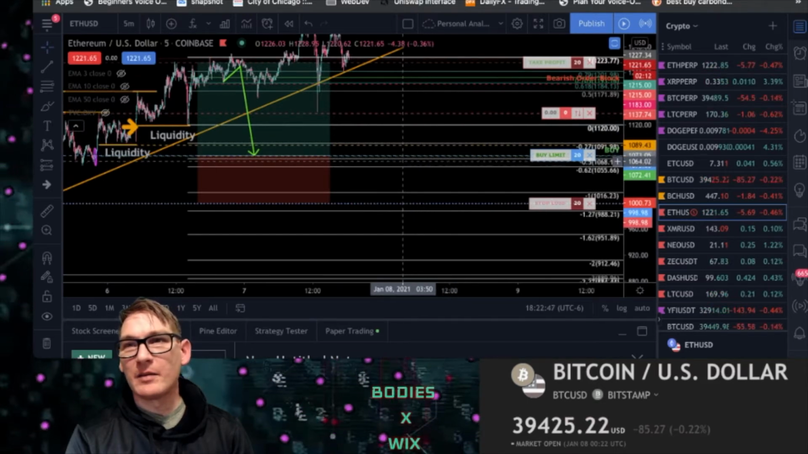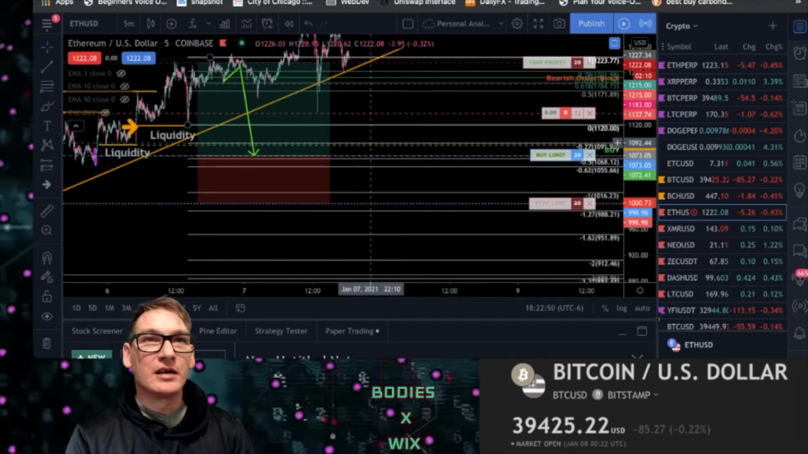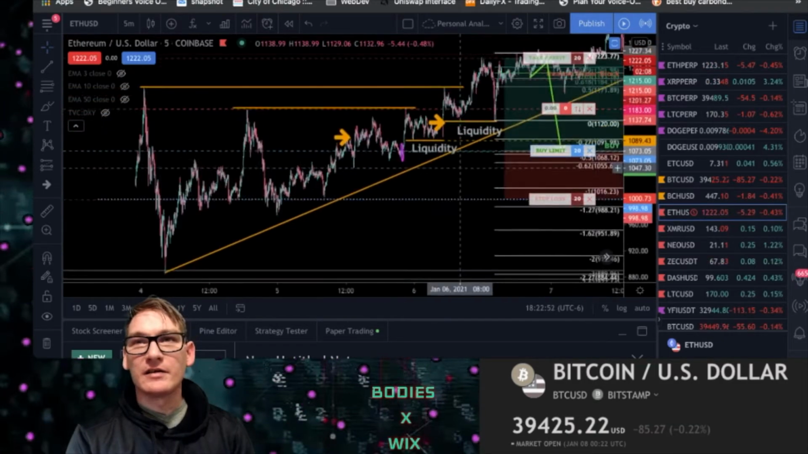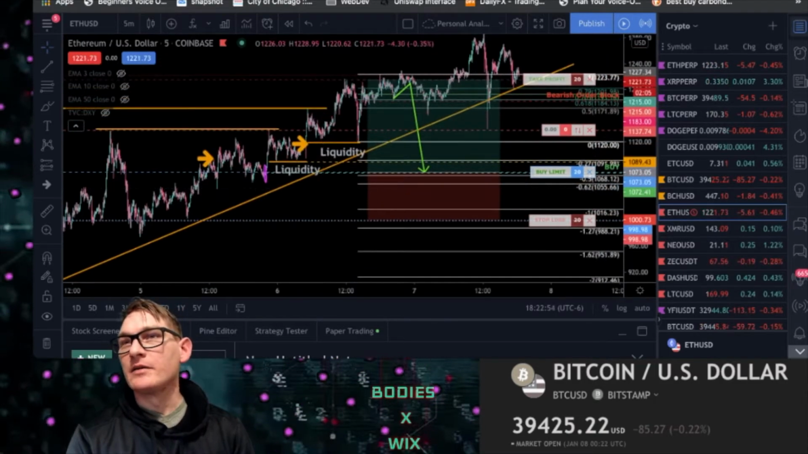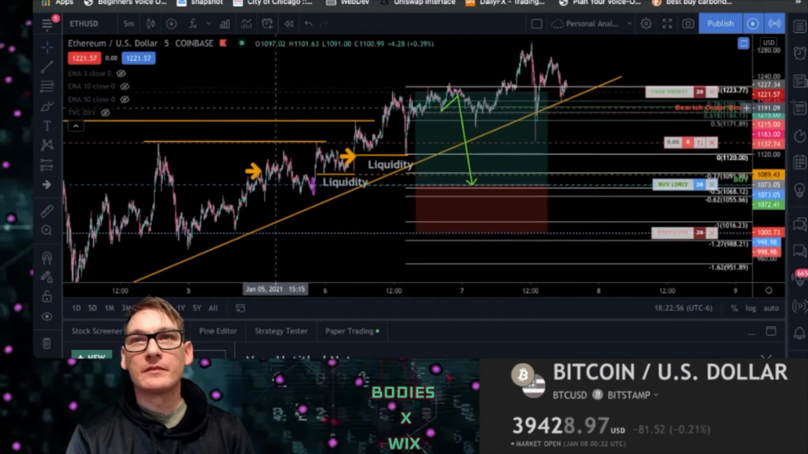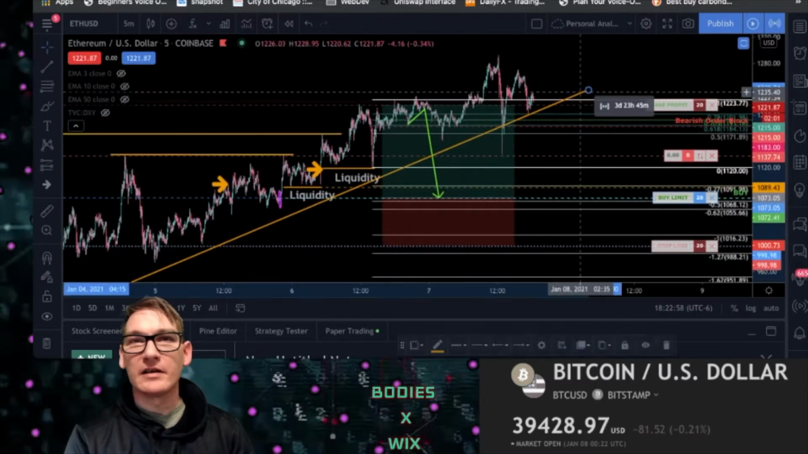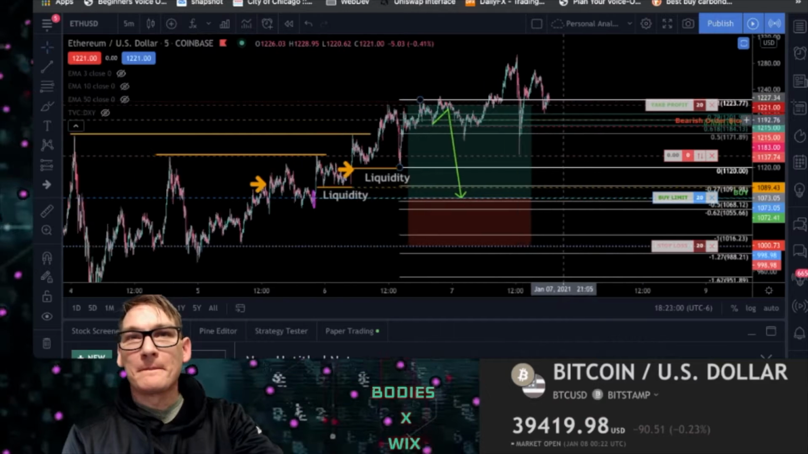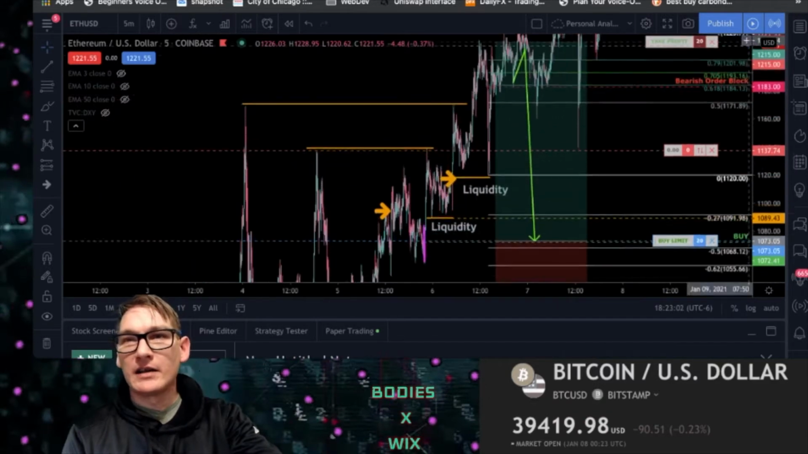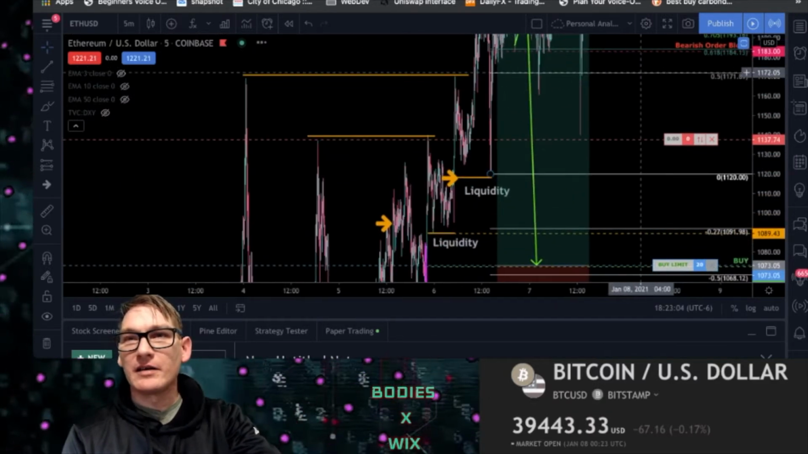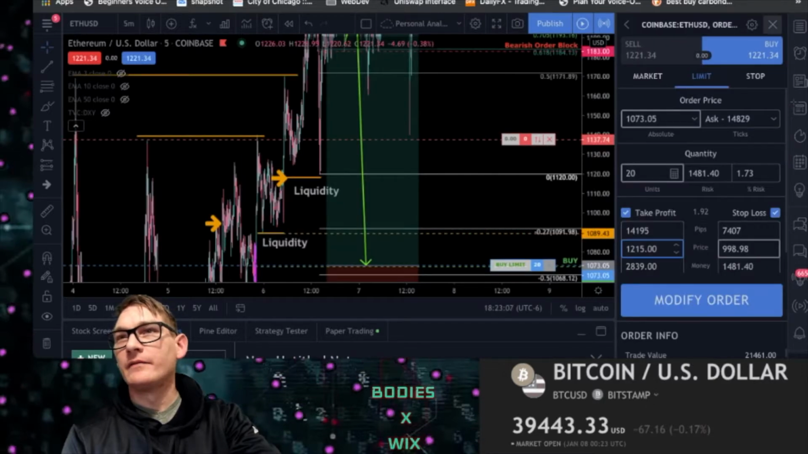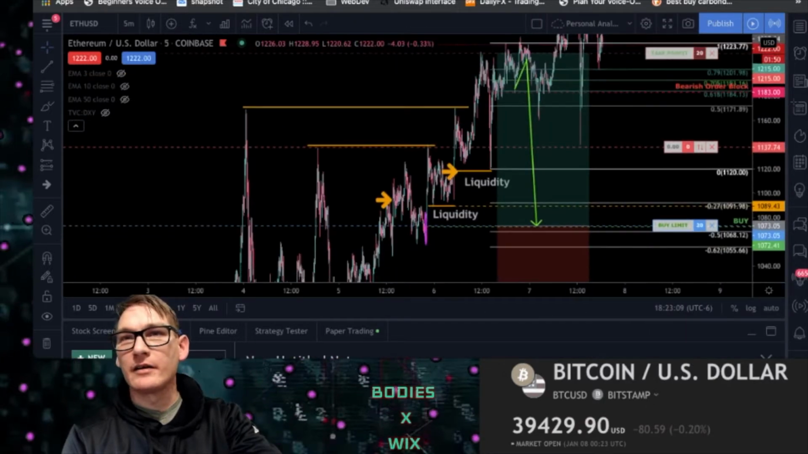I think that's where I have my buy limit set. So let me close this up, and let me take away this line here. So why do I think it's going to get that low, and then I could start buying again? Well, one, I'm fairly bullish on Ethereum.